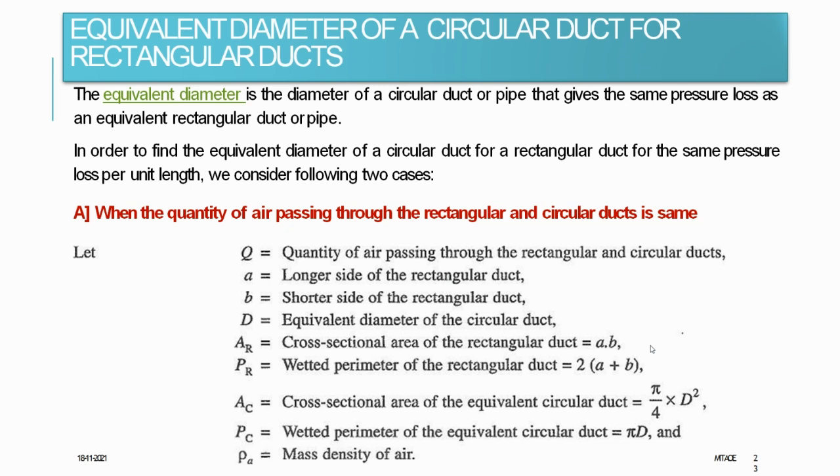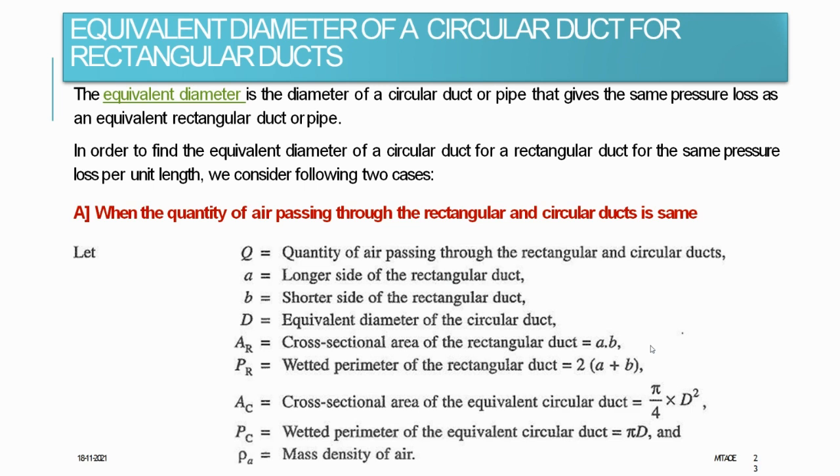Now A is the longer side of a rectangular duct, B is the shorter side of a rectangular duct. D is the equivalent diameter of a circular duct. Now AR is the cross section area of the rectangular duct, which is given by A into B. PR is the weighted perimeter, which is 2 into (A plus B).